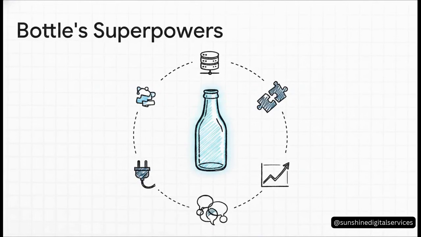And beyond those 2 huge facts, you get 5 additional superpowers. Check this out. You get a built-in development server for super rapid local testing. It's highly flexible with plugins, and it's 100% WSGI compatible, meaning you can easily deploy it on Apache or Gunicorn. Toss in a remarkably easy learning curve and really robust community support and documentation, and you've got a shockingly powerful toolset for such a tiny footprint.